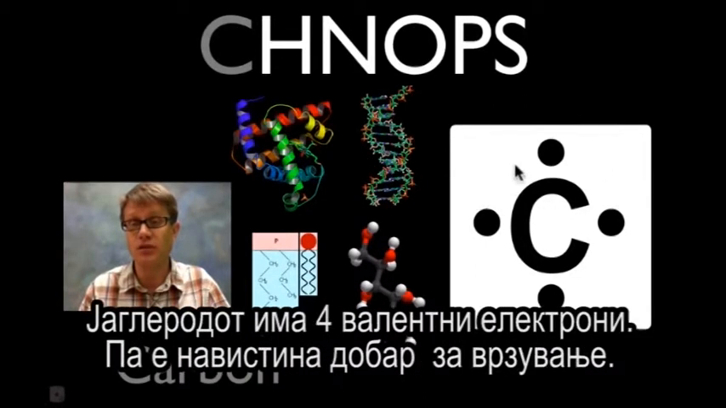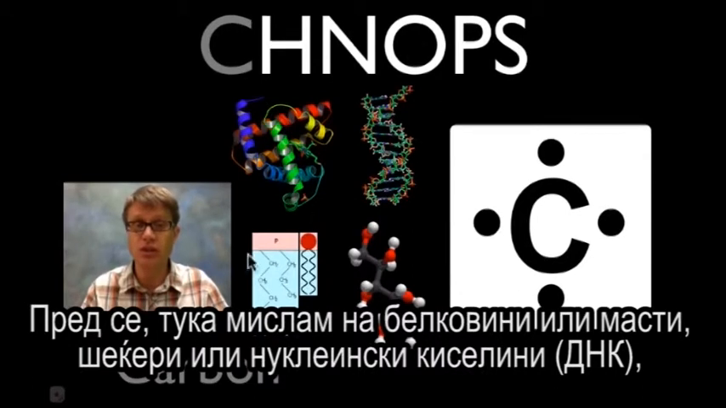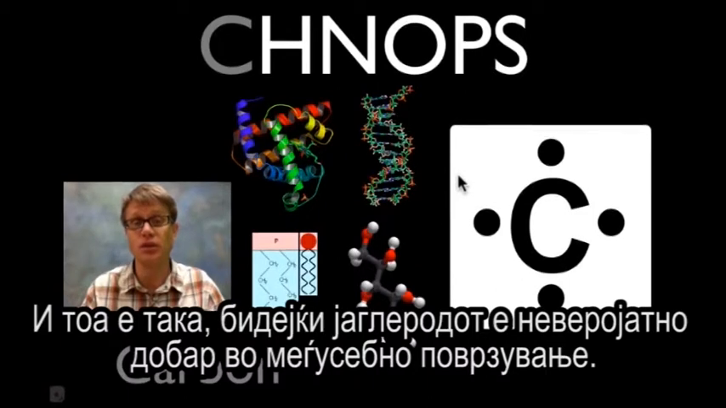Well, carbon, remember, has 4 valence electrons. So it's really good at bonding. And so it's good at making complex organic material. And so basically, if you're thinking of a protein or lipids or carbohydrates or nucleic acids like DNA, all of these things are built out of carbon, and that's because carbon is incredibly good at building upon itself.